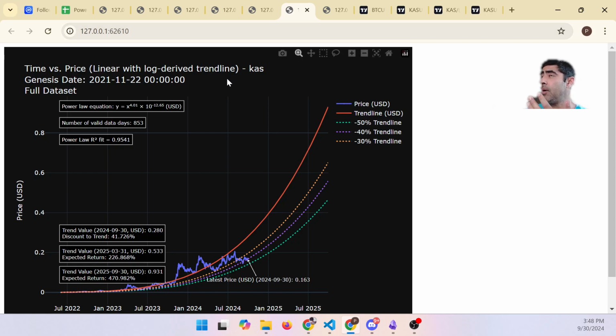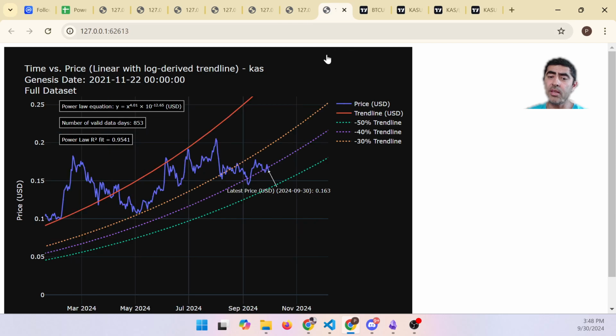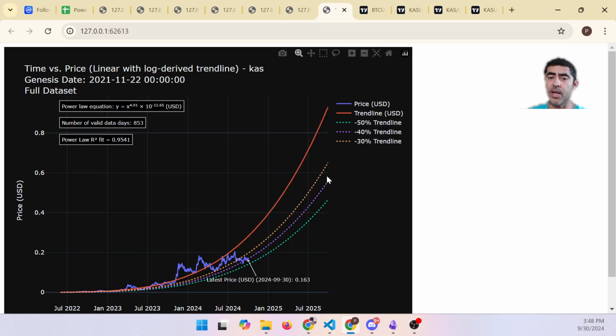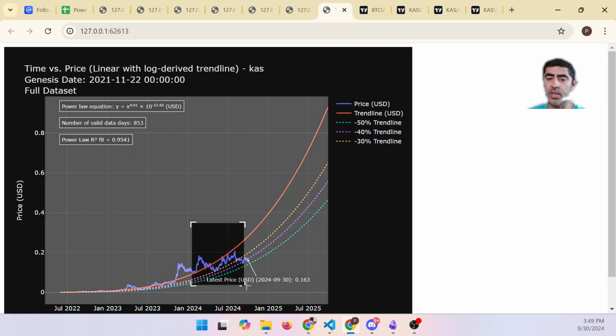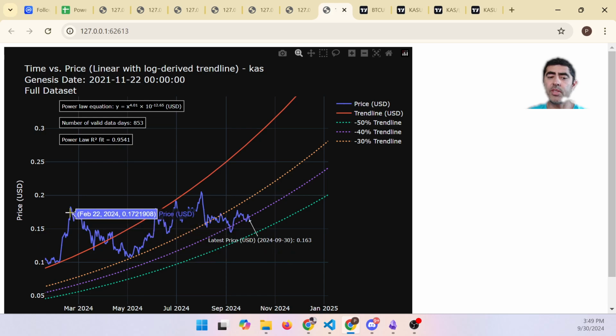So if we believe the power law and we think the future is going to be like the past, you can expect close to 5 times your return on what you've put in over the year. So if we zoom in a little bit over here, let me just zoom out, and then we're going to zoom into this section over here. And you can see that the line has been trending below the power law line for quite a bit. In fact, this purple dotted line here represents minus 40% to the trend line. Now, generally, when you dip down between minus 40 and minus 50%, it's a good buying opportunity because the price doesn't stay down there very long.